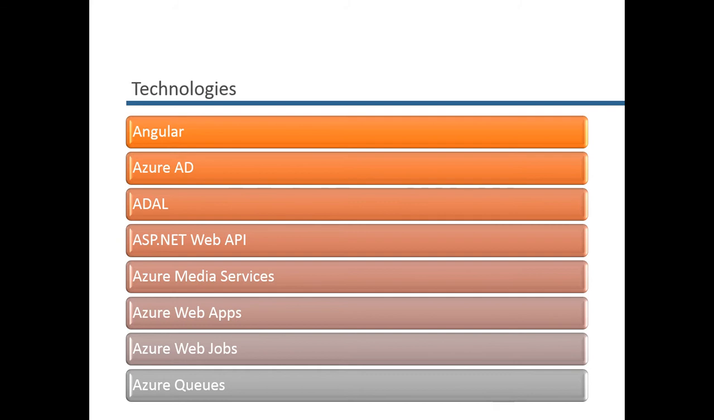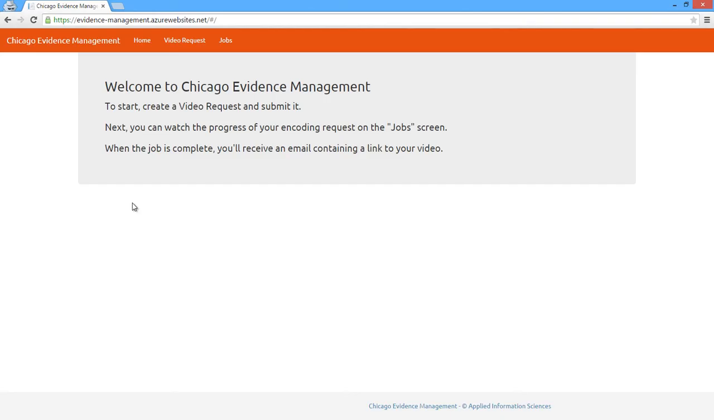So with that, let's get to the demonstration. Now here I am in the Chicago Evidence Management System. I'm actually already logged in. I'm going to show the actual login process a little bit later, but for now I've already put in my username and password. I'm in and I'm authenticated. And this is just a brief home screen that shows some directions to start, create a video request and submit it. Then you can watch the progress of your encoding job, and when the job is complete, you'll receive an email. So just quick directions there.